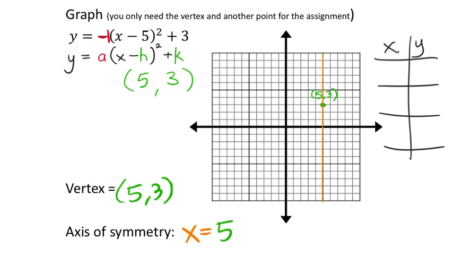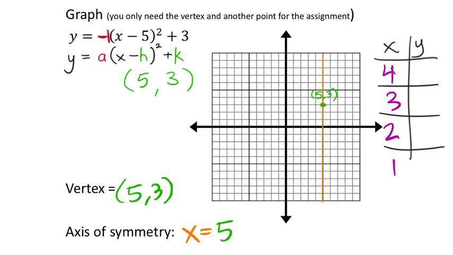Will I get to 0? Probably not. And that's okay that I won't. But I'm just going to go to the left, so I'm going to go downwards in my x's. So I'm going to go 4, and then 3, then 2, then 1. Let's see how far that gets us. But again, I'm just plugging this into the calculator.